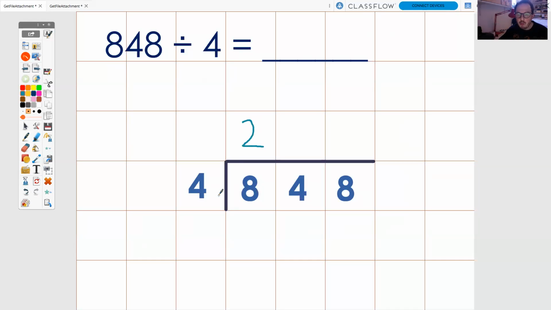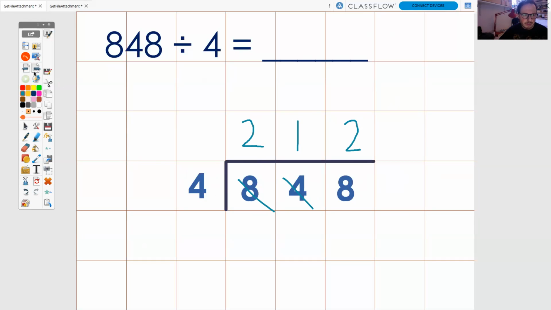How many groups of 4 go into 4? Oh, come on. That's just one group of 4. Let's cross these numbers out. We're done with them. We don't need you anymore. And then 4 into 8 again. We did that already. It's 2. So my answer is 212. And that's the short division method.